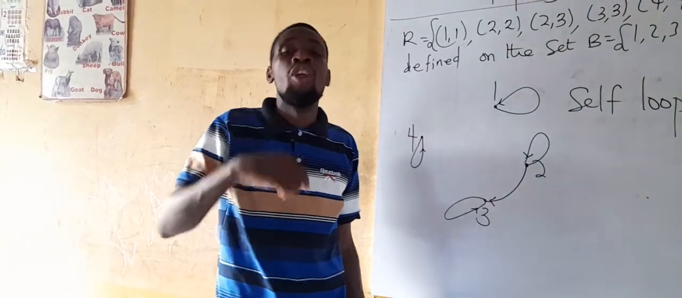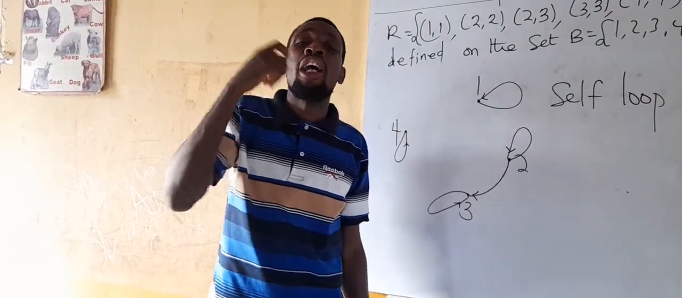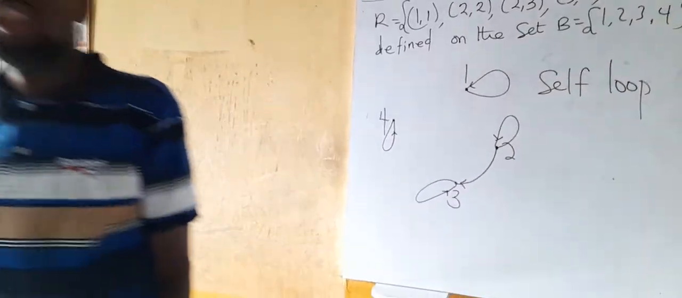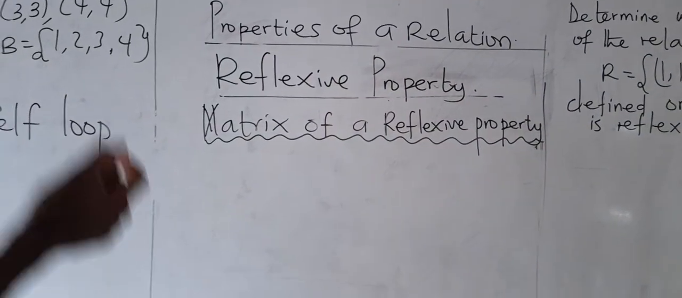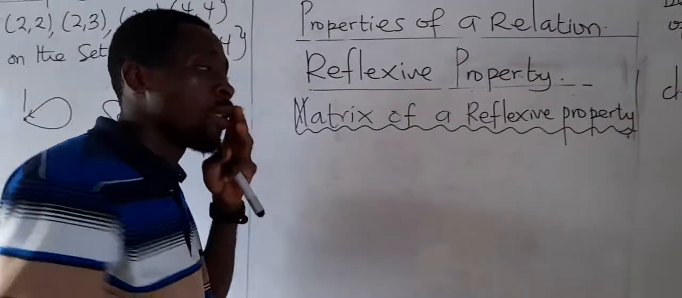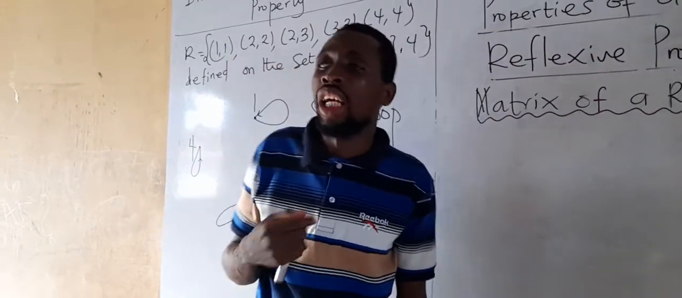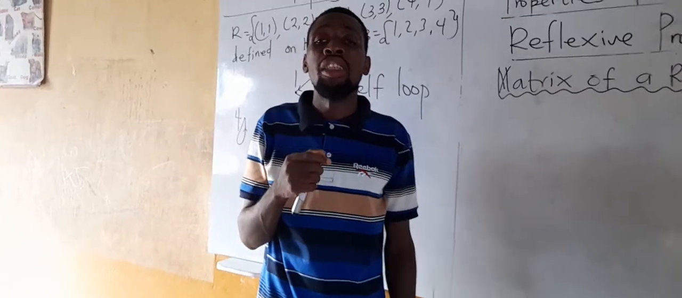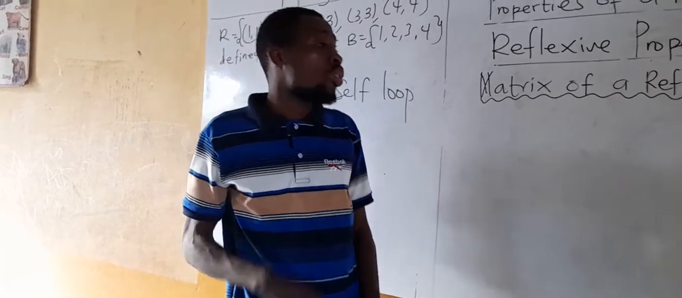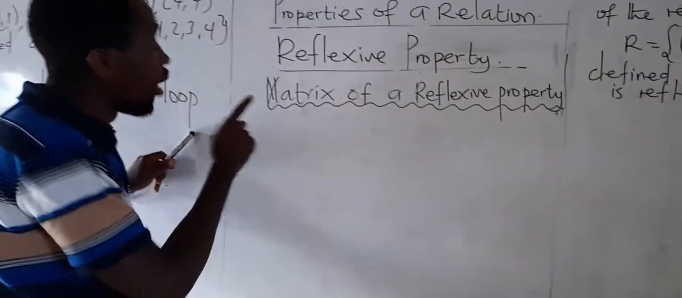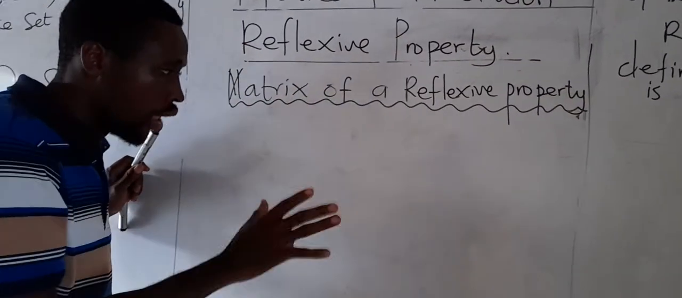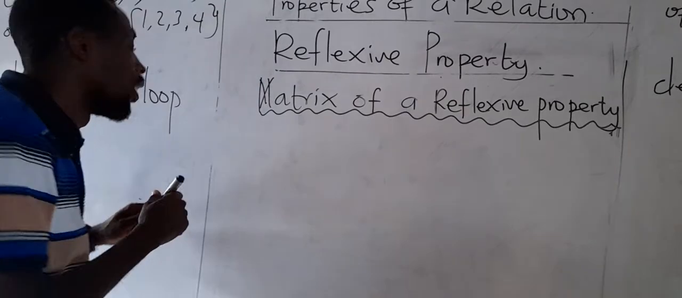The next thing is that we'll try to see if a matrix represents a reflexive property. So come with me. Last time, we learned how to represent relations as matrices. Before we determine whether the matrix of a relation has a reflexive property, I want to explain something to you.